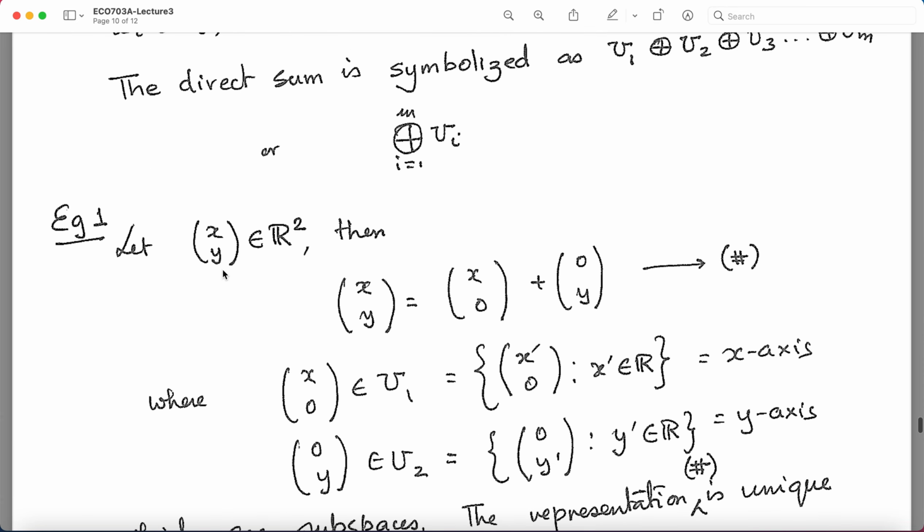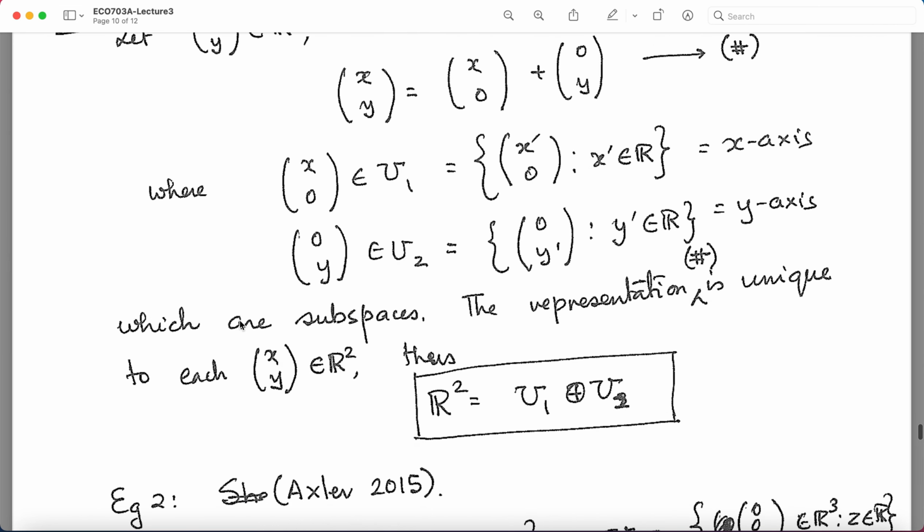So, here you look at (x, y), an element of R2, that is what I just told you, that is a direct sum. These are subspaces, the x axis and the y axis, and there is a unique representation. So, R2 can be written as a direct sum of U1 and U2.